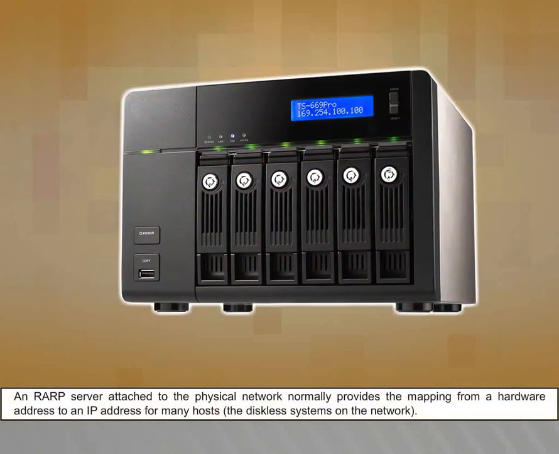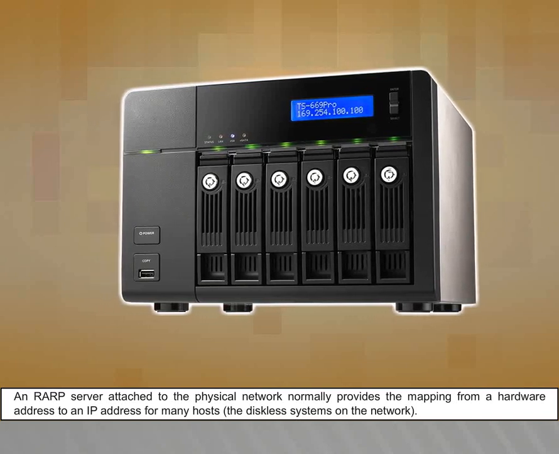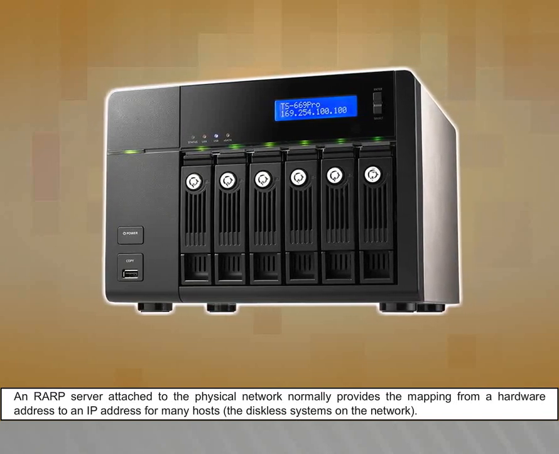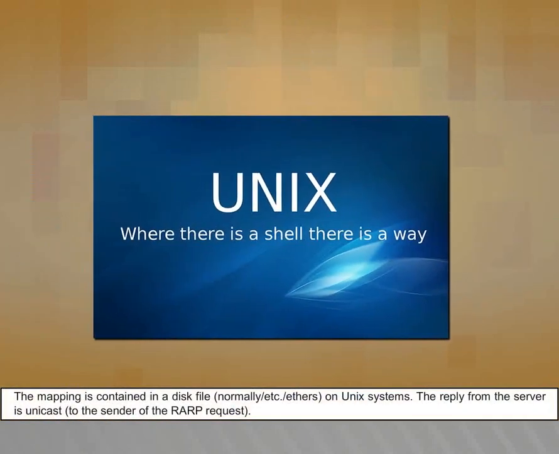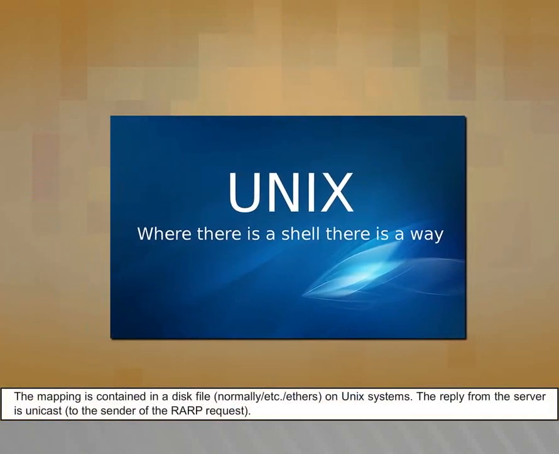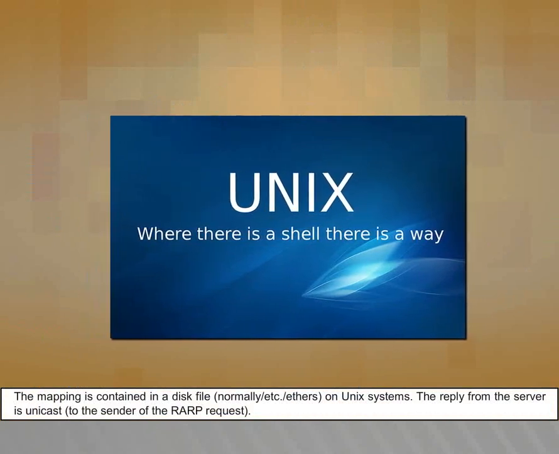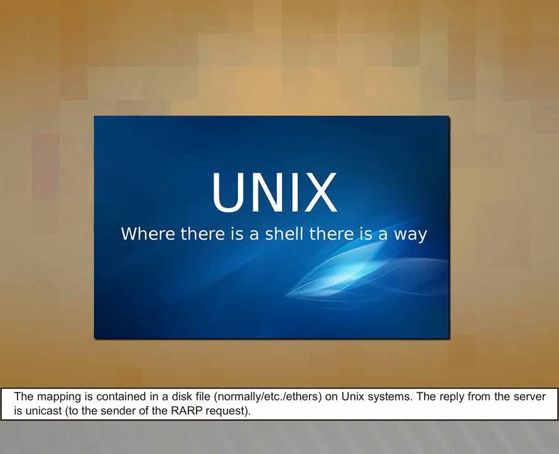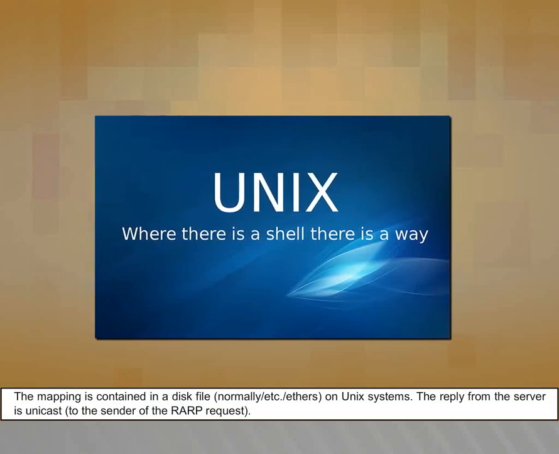An RARP server attached to the physical network normally provides the mapping from a hardware address to an IP address for many hosts, that is, diskless systems on the network. The mapping is contained in a disk file, that is, normally /etc/ethers on Unix systems. The reply from the server is unicast, that is, to the sender of the RARP request.